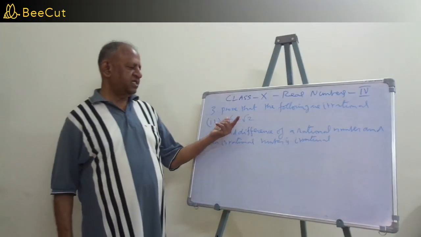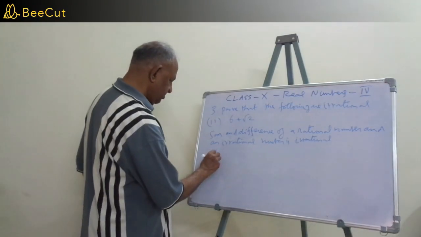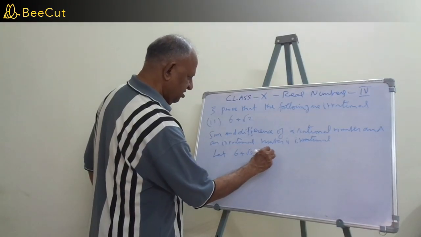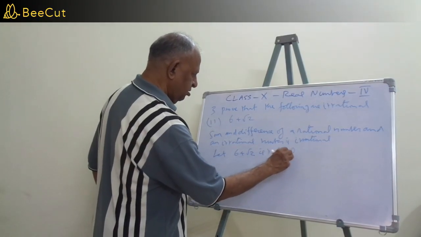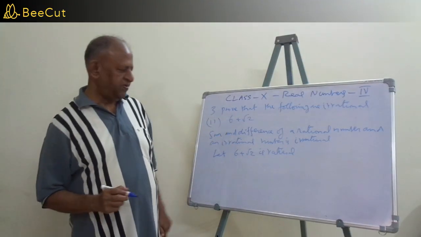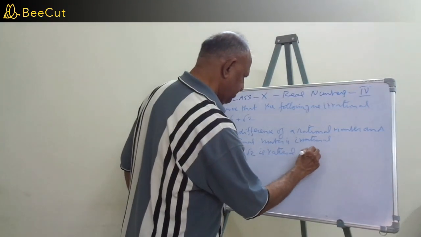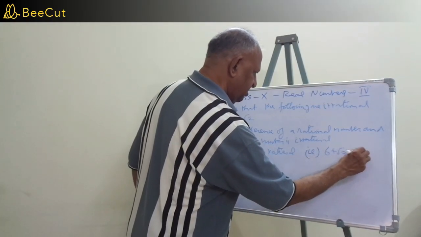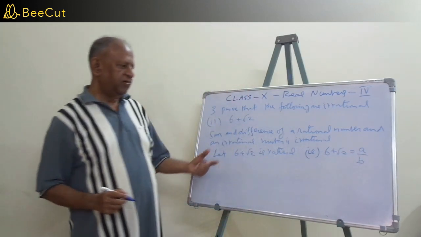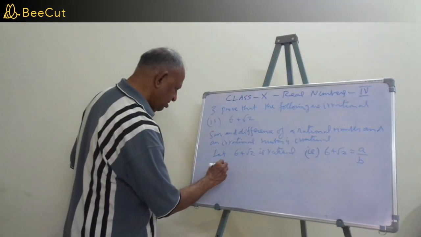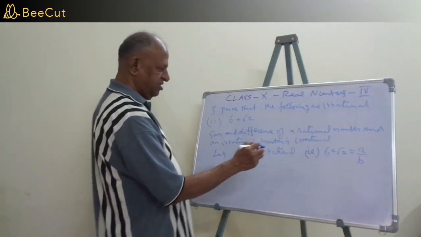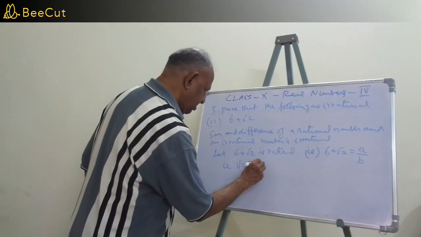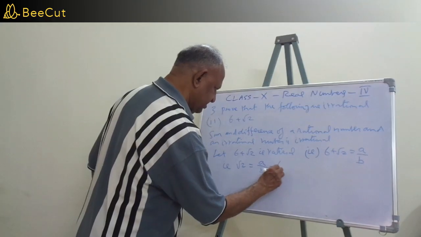Now let us assume that 6 plus root 2 is rational. So it can be expressed as a by b. That is, 6 plus root 2 is equal to a by b. Now we will rearrange. We will take the 6 to the other side. That is, root 2 is equal to a by b minus 6.